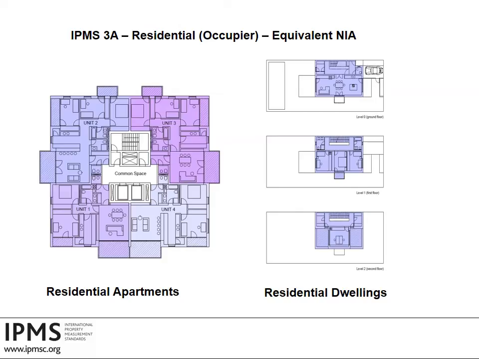IPMS 3A can be defined as the area in exclusive occupation measured to the external face of the exterior wall, the centre line of shared walls between occupants, and the finished surface of walls shared with common use.